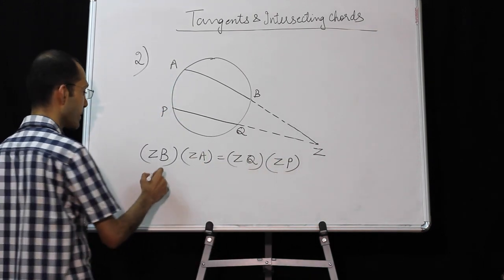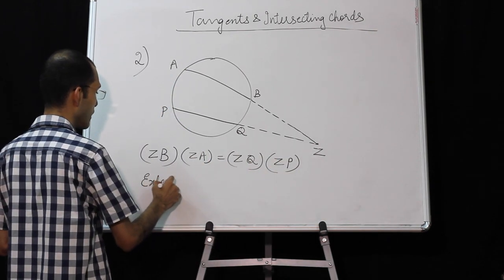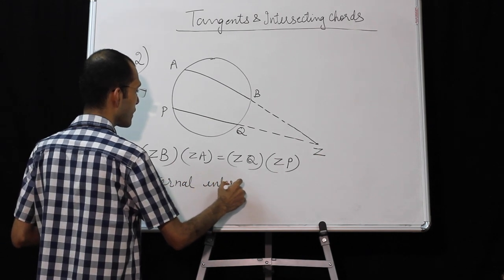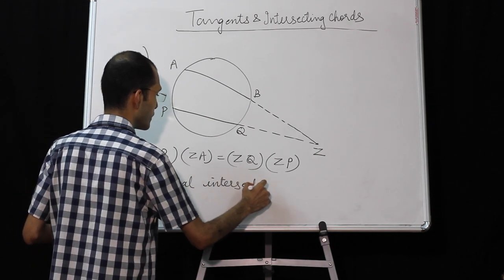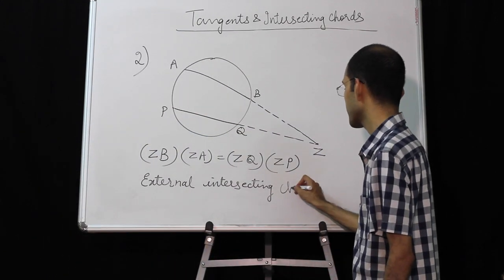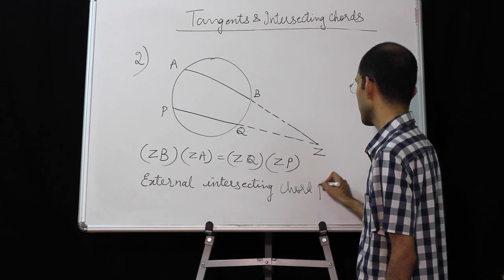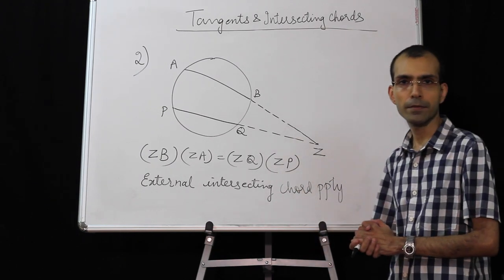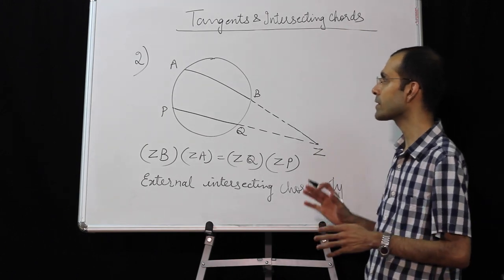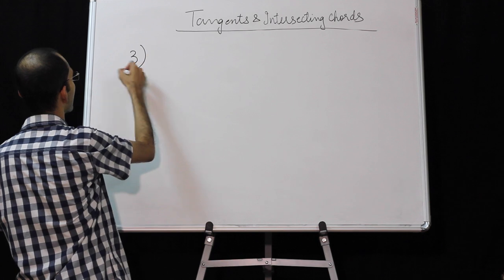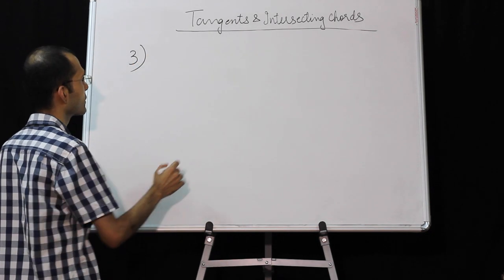This is known as external intersecting chord property. Comfortable with this? So this completes your second concept based on length. Concept 3.